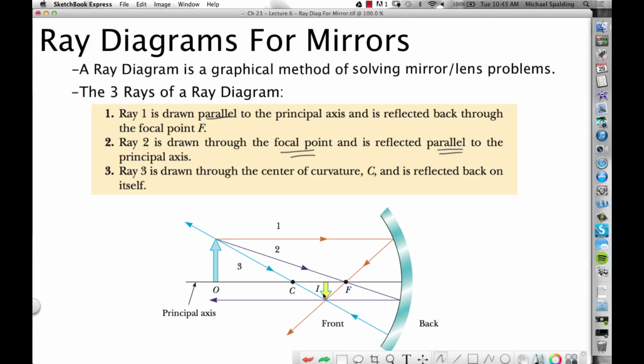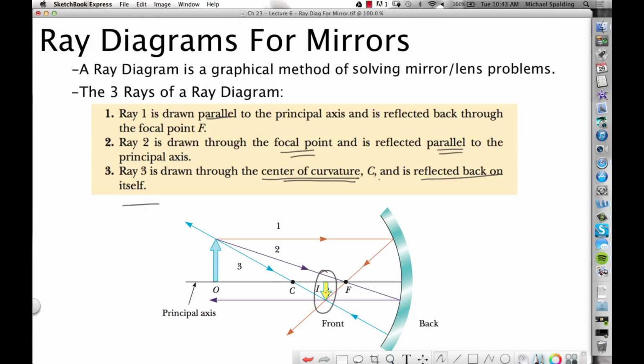Okay, now, ray number 3. Ray number 3 is a check. If ray number 3 does not agree with what we just found, then you made a mistake somewhere. So ray number 3 goes through the center of curvature and then reflects back on itself. So it hits the mirror and then comes straight back. Into the mirror, through the center of curvature right there, to the mirror, bam, and then comes straight back. Does that agree with what we found? Yep.